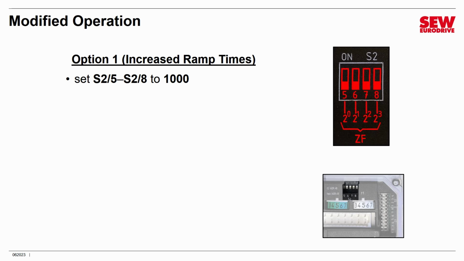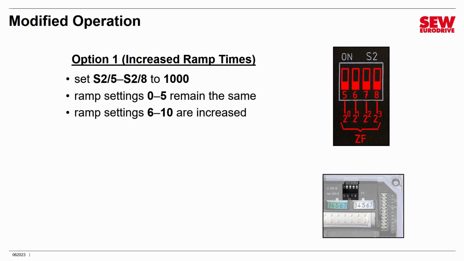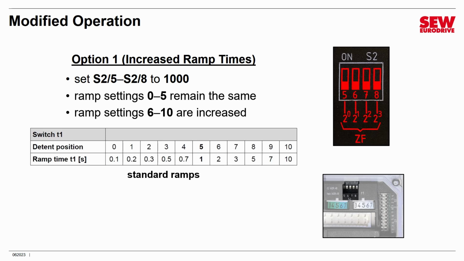In our last session, we looked at how you set the T1 dial to pick the ramp times. You may have noticed most of those ramp values were fairly short, no more than a few seconds. What if you need a really long ramp? Well, if you do, you can activate this feature by picking this switch pattern and you'll get longer ramp times. What will happen is ramp settings 0 through 5 on the dial remain the same, but 6 through 10 are increased. So this is the chart of standard ramps.